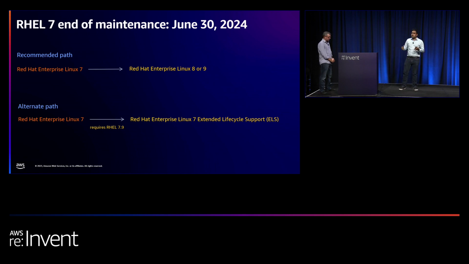However, we understand that many of you may need additional time to move to RHEL 8 or RHEL 9. And for those of you, Red Hat does provide an add-on subscription called ELS, Extended Lifecycle Support. Now, RHEL ELS will provide you updates and bug fixes, as well as any critical patches as defined under Red Hat's ELS policy. To be able to get ELS, you need to be on the latest version of RHEL 7, which is RHEL 7.9. And RHEL 7 ELS will provide you 4 more years of coverage up to June 30th, 2028.